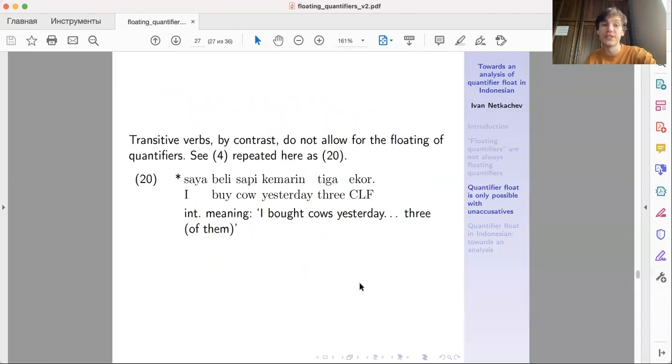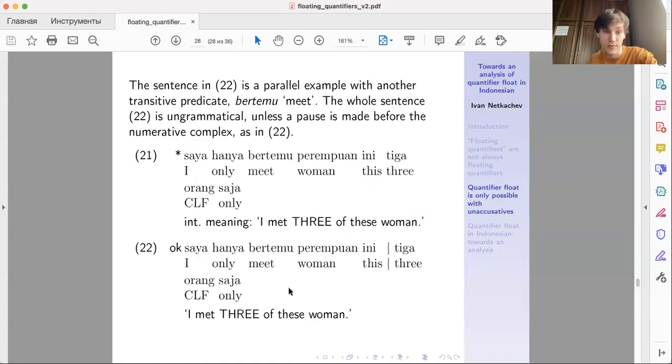Let us now consider transitive verbs. Well, we've already seen that transitive verbs do not allow for the floating of quantifiers. So you can see the example in 4, repeated here as 20. Sapi is separated from the numerative complex by the adverb, and this is ungrammatical. And here you can see yet another example of floating quantifiers with transitive verbs.